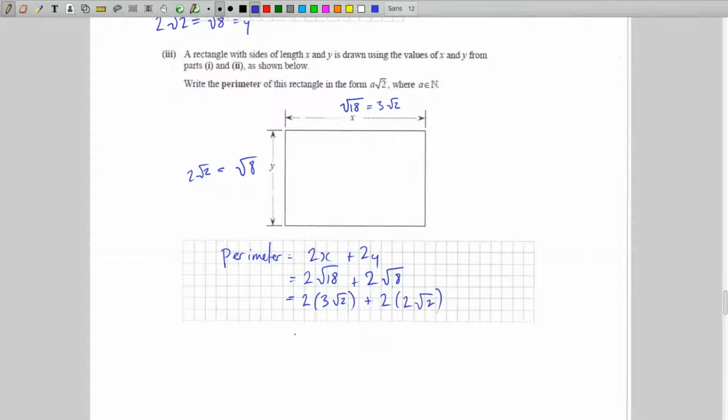So a lot of 2's there. So that's 6 root 2 plus 4 root 2. A total of 10 root 2. Again, your calculator can get you from the second line to the last line in one go.